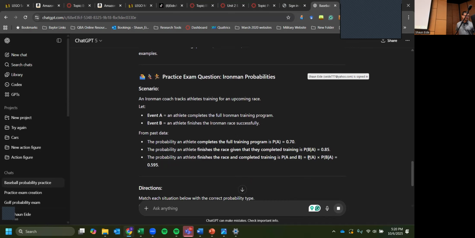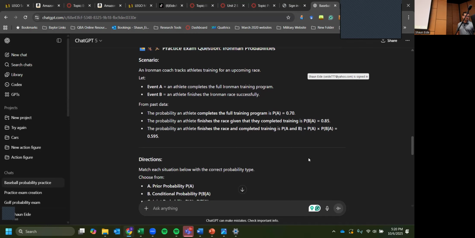So we've got 2 events. An athlete completes the full Ironman training program. An athlete finishes the Ironman race successfully. The probability that an athlete completes the full training program is 0.7. The probability that an athlete finishes the race given that they completed the training program, in other words, probability of B given A, is 0.85.